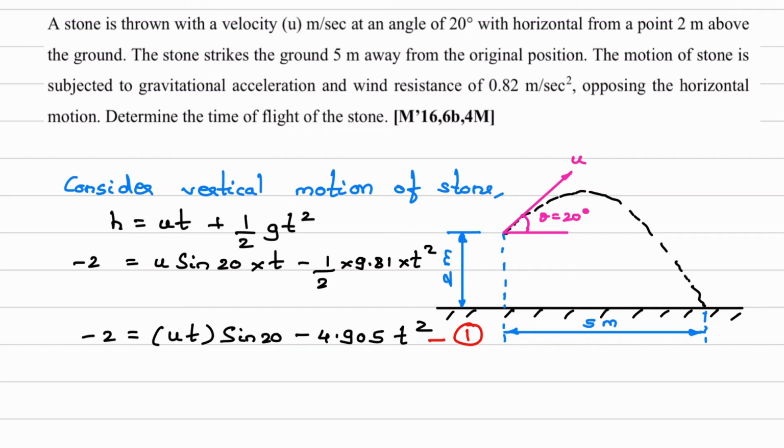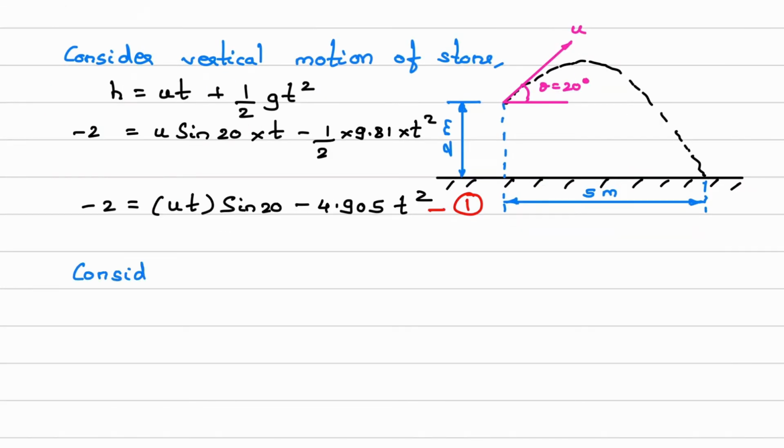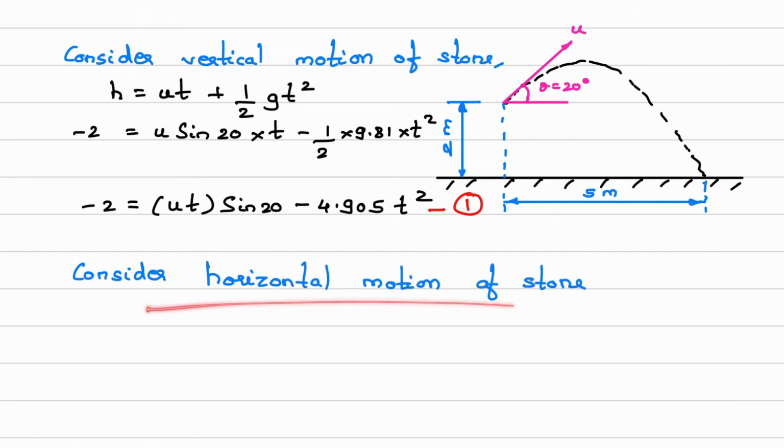Now we will consider horizontal motion from the point of projection to the point of target. Observe this. This horizontal motion is not uniform velocity, it is uniform acceleration motion. So again we can write s is equal to ut plus half at square, but instead of s we will write x, because we are considering horizontal motion. So x is equal to ut plus half at square.